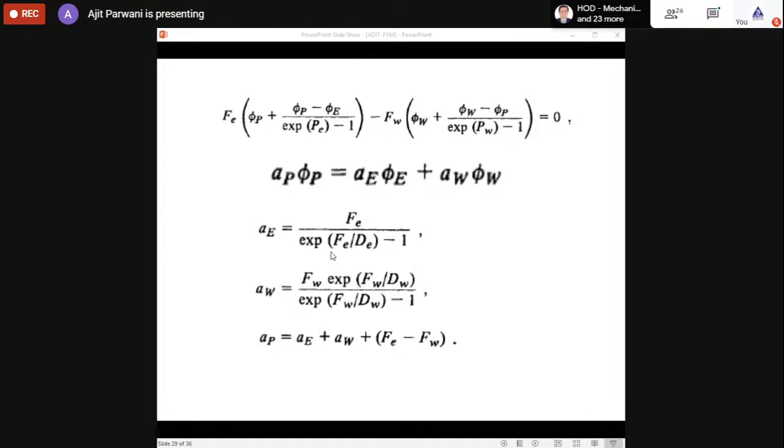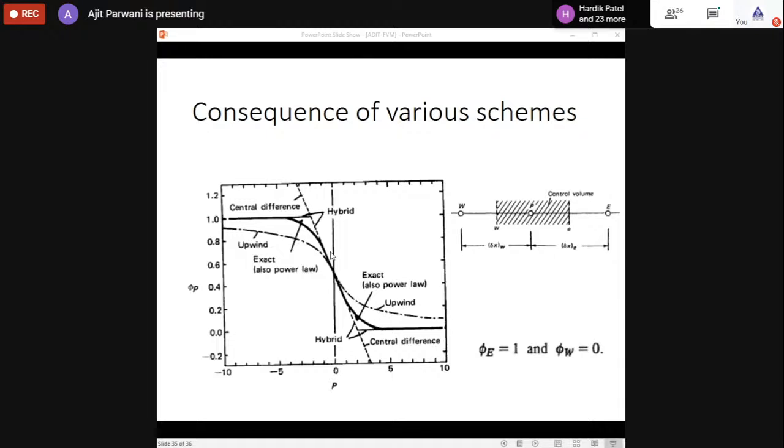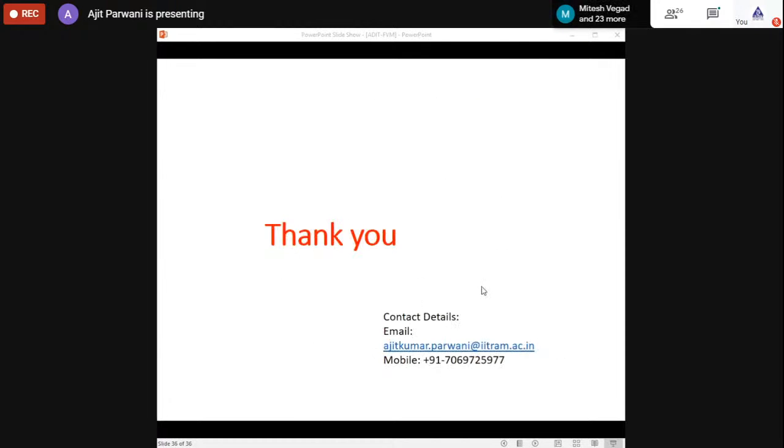So other schemes have been developed, like the hybrid scheme, power law scheme, and others also. There are many schemes, but I am finishing my presentation here. If you want to learn more, there is a book by Patankar, Numerical Heat Transfer and Fluid Flow. The book is totally based on the finite volume method for conduction convection problems, and you can refer to that book. So with this, I am ending my presentation here. If you have any questions, you can ask.